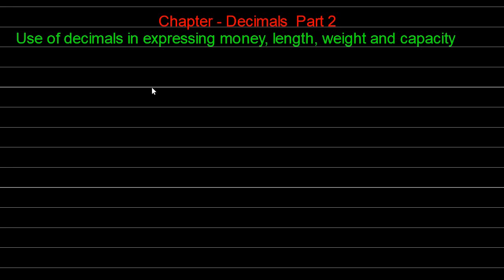Now let's see how to express any amount in decimals. Let's take the first example of money. So we know 100 paise is equal to 1 rupee.